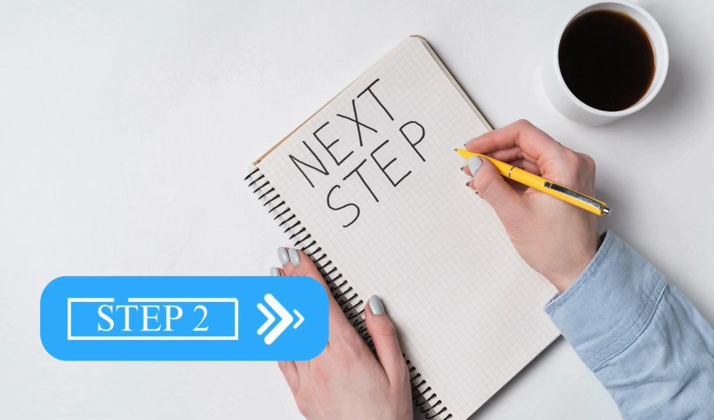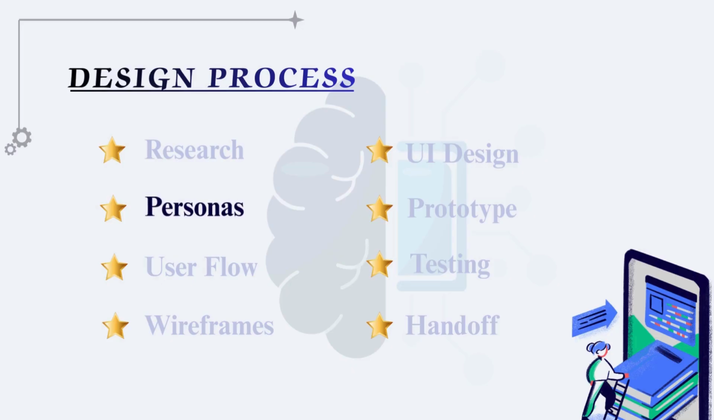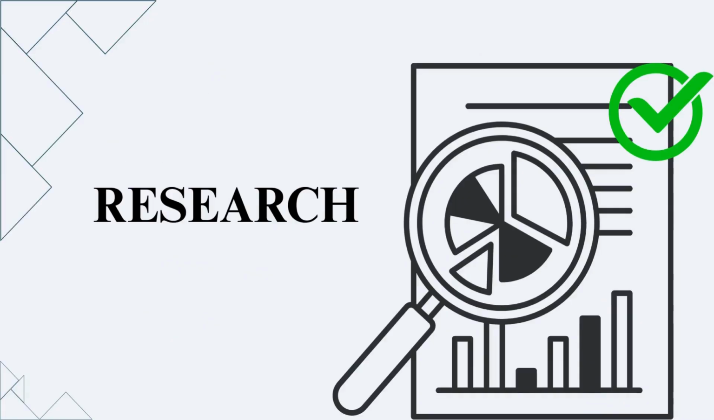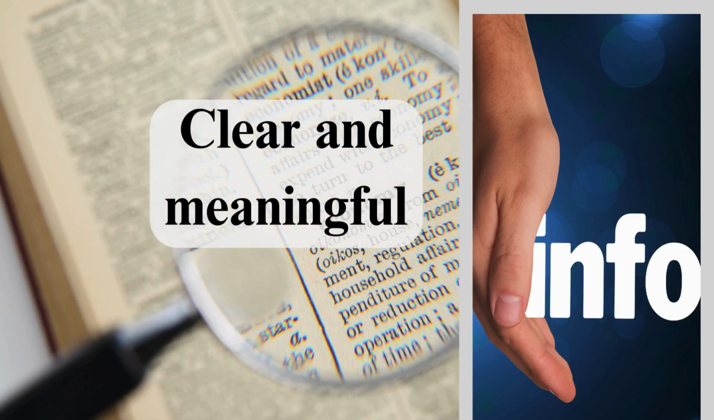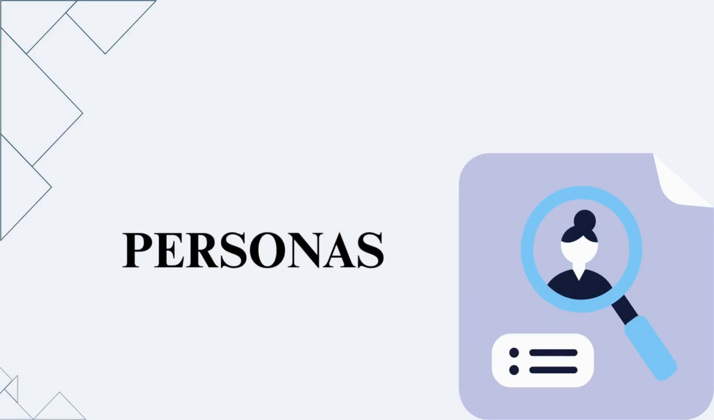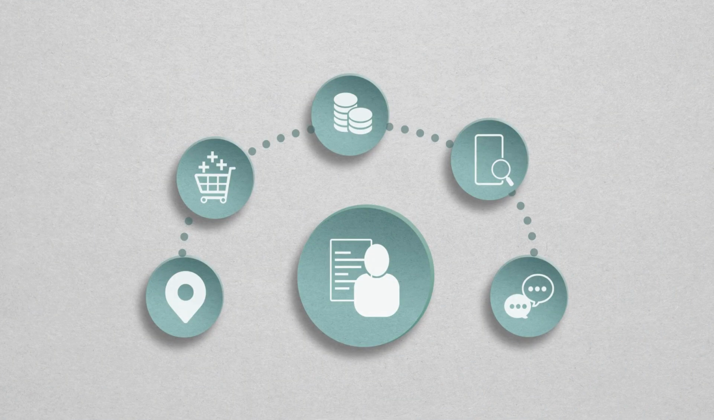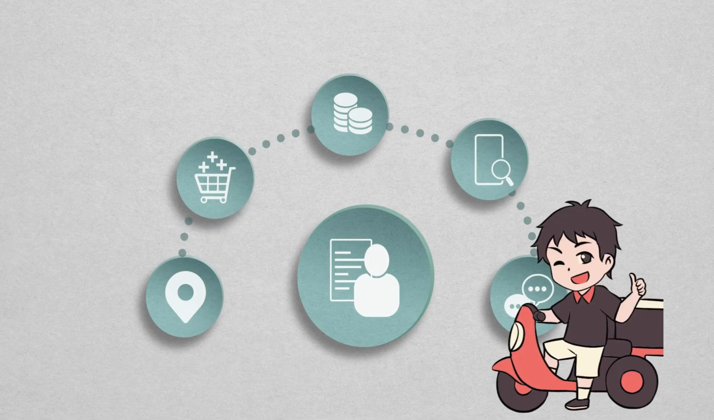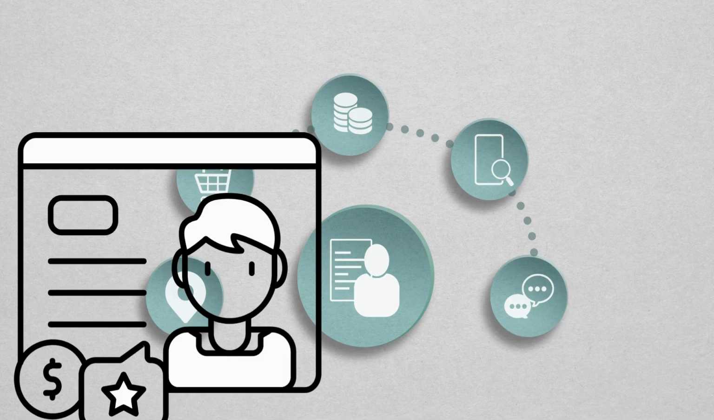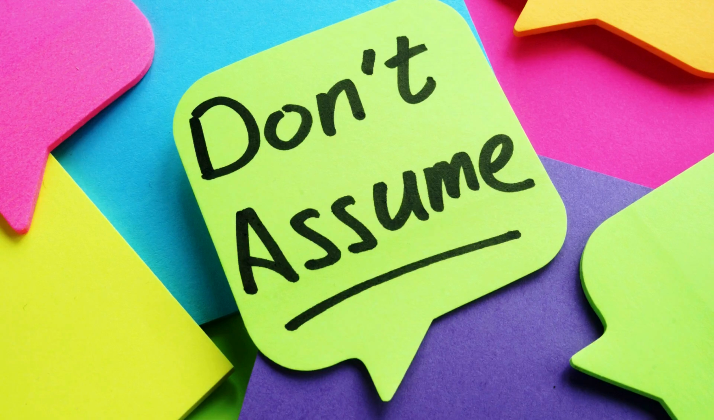So we move into the next step, which is user personas. Once you have gathered all your research, it's time to turn your information into something clear and meaningful. And that's exactly what your persona does. A user persona is basically a simple profile that represents your ideal user. Think of it as a fictional character based on your real data. It helps you design for people, not assumptions.